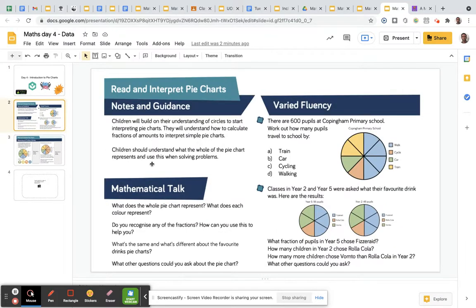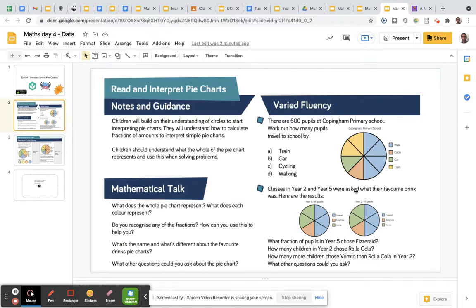Right, so let's have a look at pie charts today. If you look at the notes and guidance, it says children will build on their understanding of circles. Hopefully you still have a decent understanding of circles from grade 4. They'll understand how to calculate fractions of amounts to interpret simple pie charts. Okay, we did do fractions in grade 4.